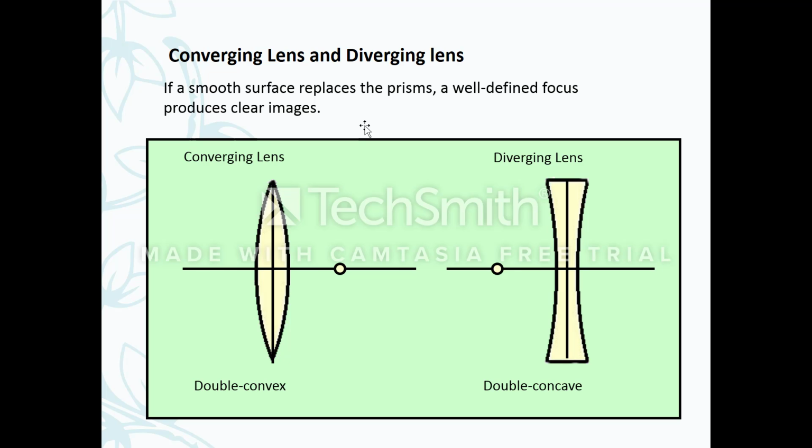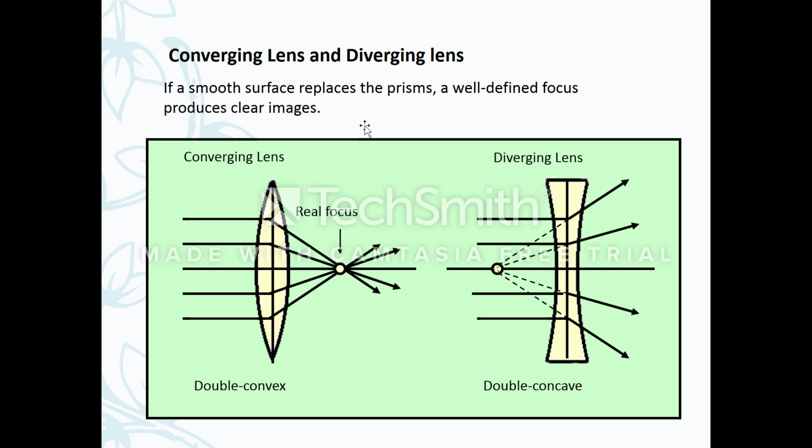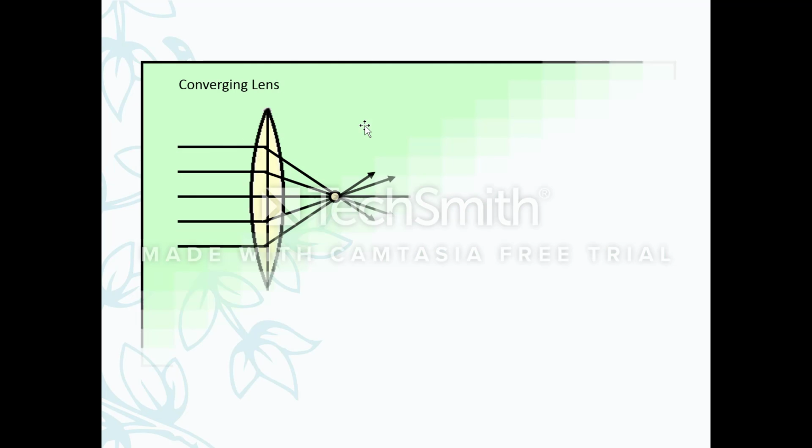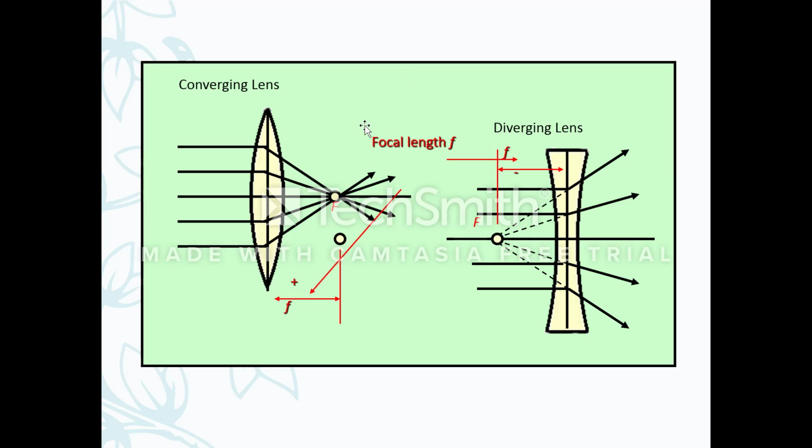Converging lens and diverging lens. If a smooth surface replaces the prism, a well-defined focus produces a clear image. Diverging lens: the rays are diverged. What is focal length? The intersection of the point with the lens is called the focal length. The focal length f is positive for a real focus, converging, and negative for a virtual focus.